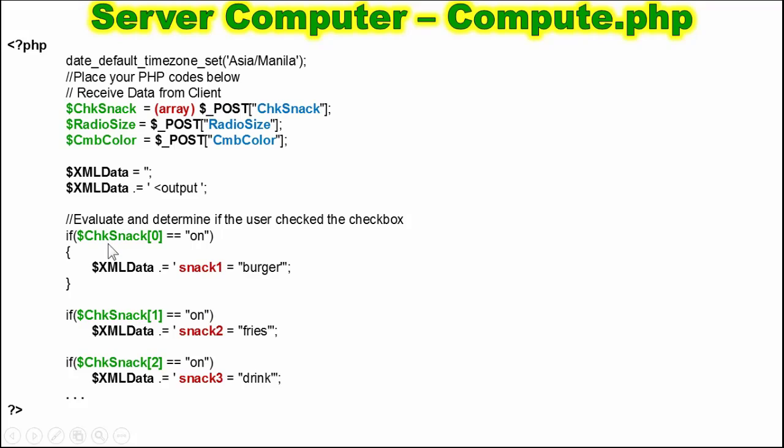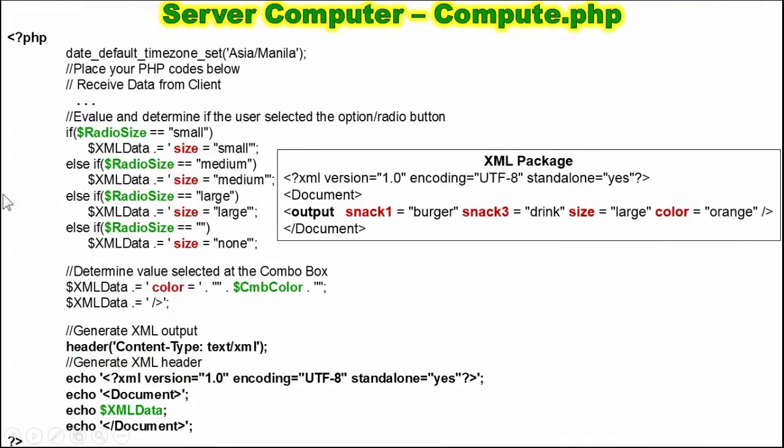The if statements will determine what the user selected from the checkboxes. The if-else if statements will determine what the user selected from the radio button. The for echo commands will prepare and send an XML document package to be sent to the client computer. Here is an example of XML document package to be sent to the client computer.